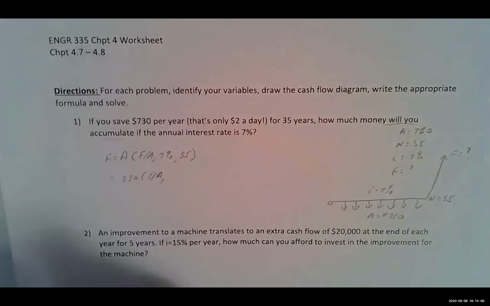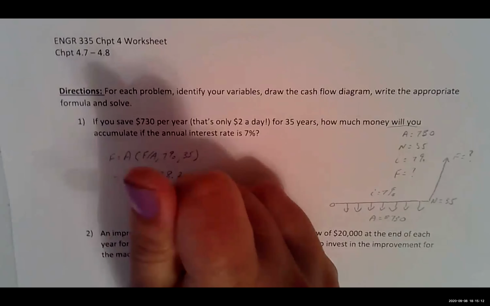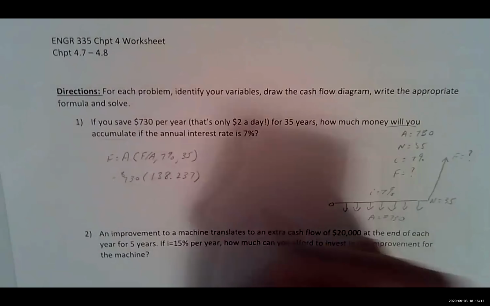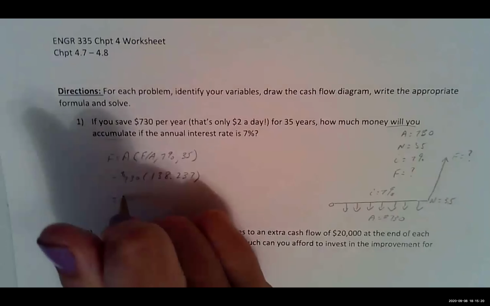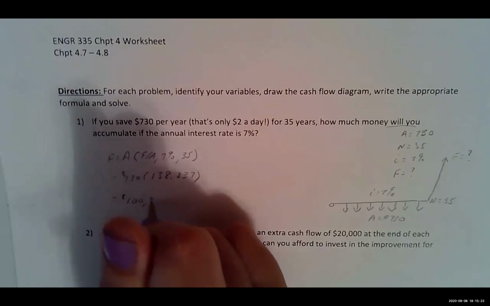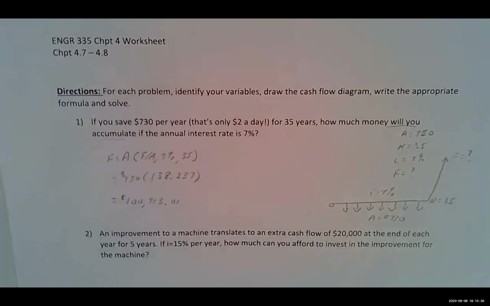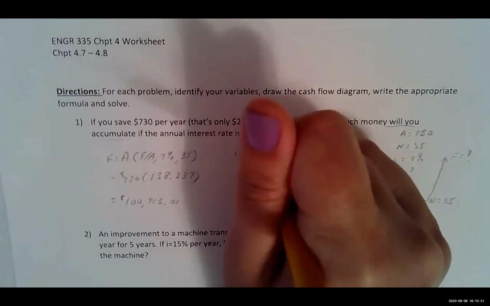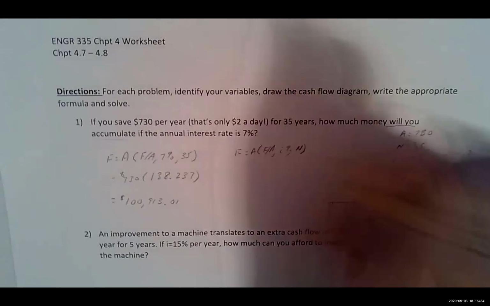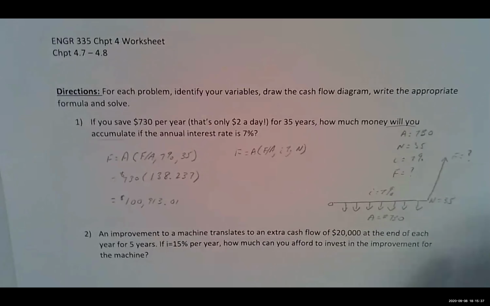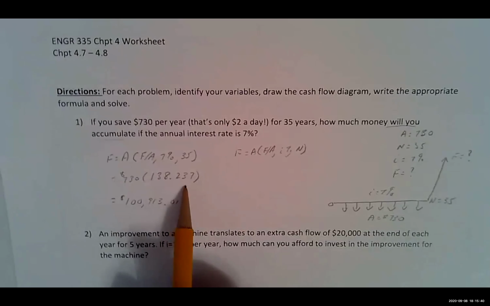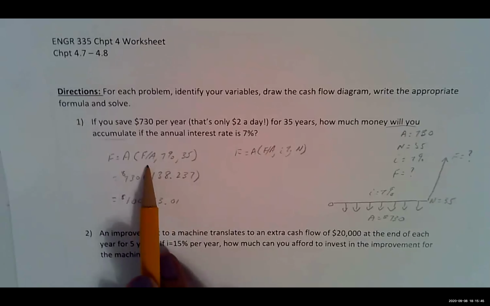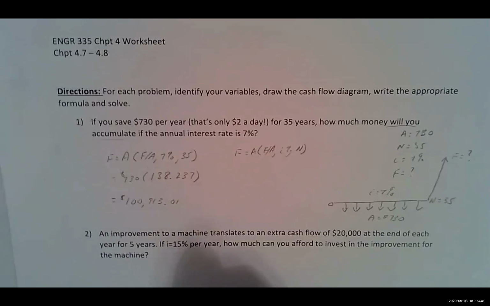8.237. It is unitless. So the $730 has a unit, dollars, but this is just a factor. It's a multiplier, so it has no units. So the only units I'm left with are dollars, and that is $100,913.01. That's because I'm using the generic formula F is equal to A times (F/A, i, N). That's the general formula. And this value came from the compound interest table with an N of 35, looking at 7%, in the F given A column. And we'll look at these together again when we're in class.